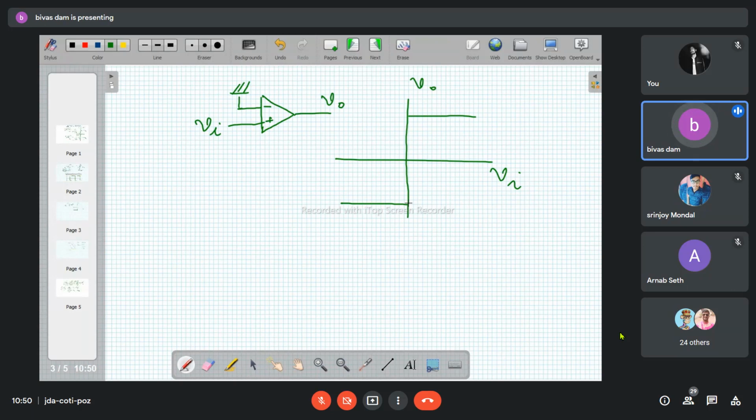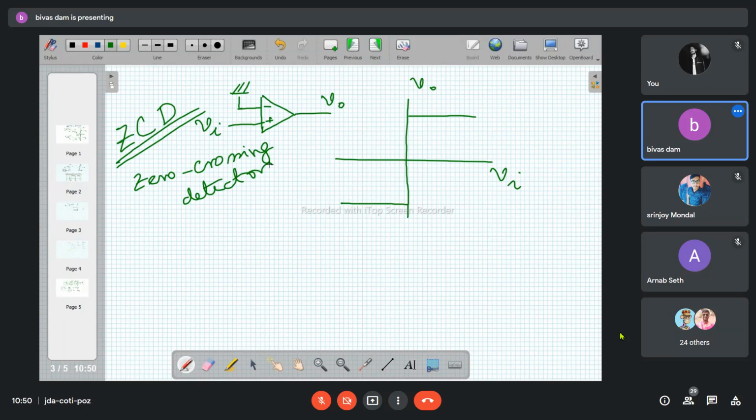So this particular configuration is called the ZCD, zero crossing detector. There are many applications of the op-amp open loop comparator as ZCD. Whenever the input is crossing the zero line, that is basically one comparator itself, where the reference level is nothing but zero. That's the main difference.